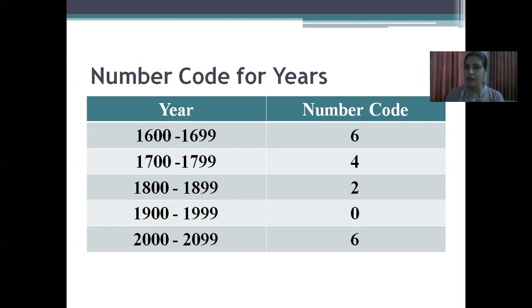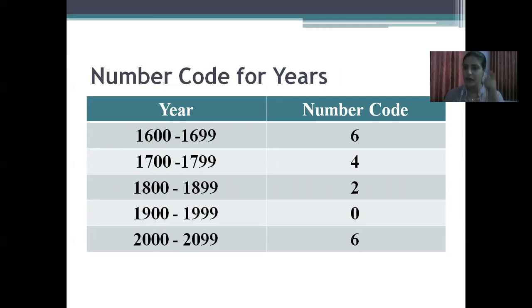These are the number codes for years: 1600 to 1699, the number code is 6; 1700 to 1799, the number code is 4; 1800 to 1899, the number code is 2; 1900 to 1999, the number code is 0; and 2000 to 2099, the number code is 6.